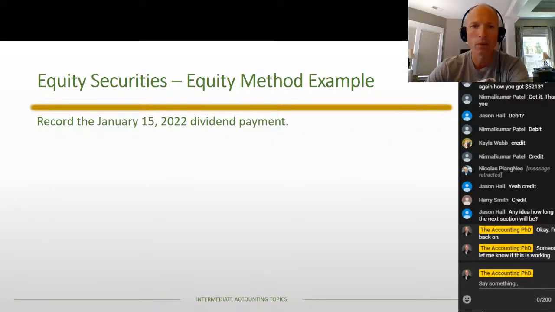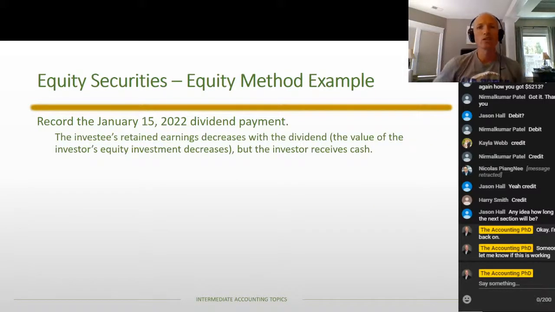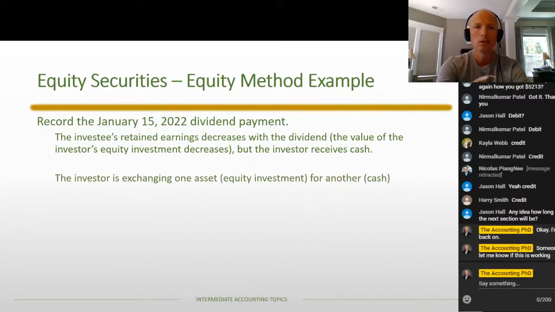Now the dividend payment. The investee's retained earnings decrease with the dividend, but the investor receives cash. We mentioned this before, but I wanted to re-highlight it here. The value of the investment goes down by the amount of the dividend, but of course we're going to receive that amount in cash. So the investor essentially is exchanging one asset, the equity investment, for another asset, cash. So there's no income. It's just a changing of assets. It'd be like collecting on a receivable. You're just changing out one asset for another asset.